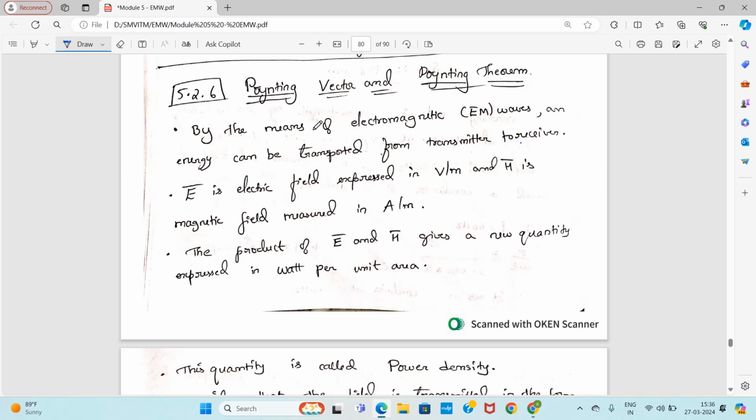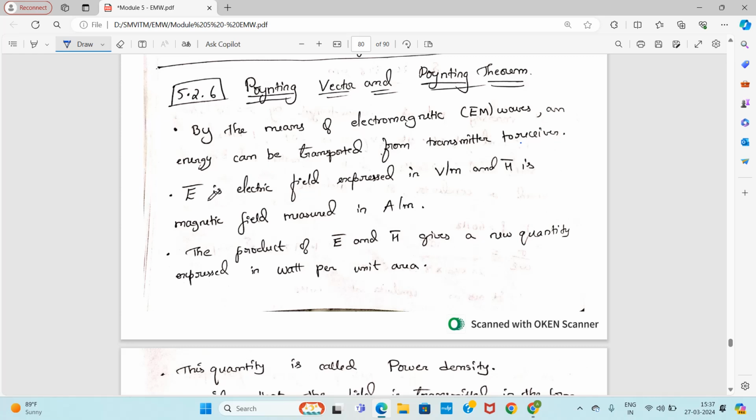This last topic of module 5 is the Poynting vector and quantum theory. By means of electromagnetic waves, the waves we are considering in this chapter, we transfer energy from the transmitter side to the receiver side through any medium. The medium can be a conductor, a dielectric, or free space.